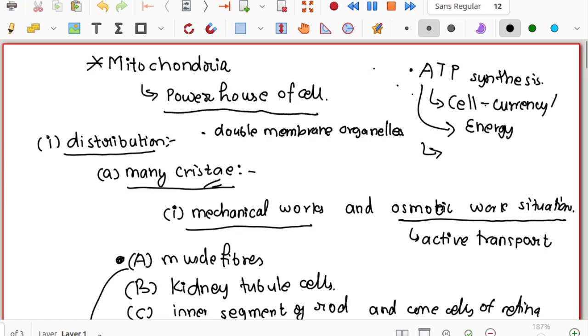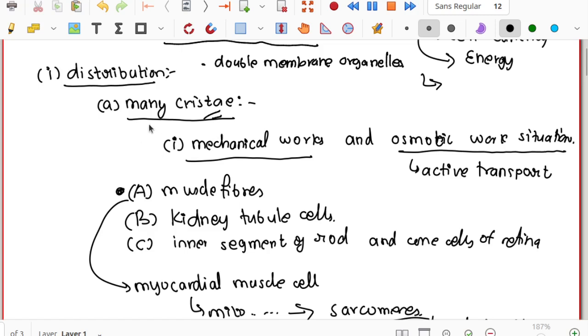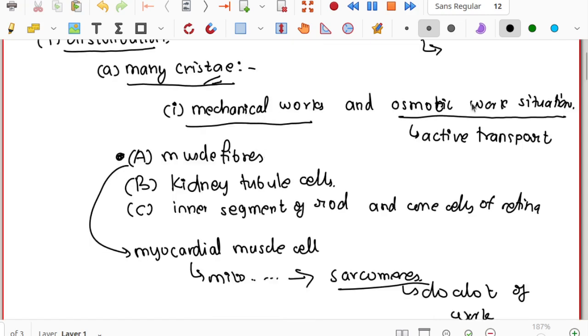If on the basis of the number of cristae, we can divide the distribution of mitochondria in the cell. So if there are many cristae present in the mitochondria, it could be associated with mechanical work or osmotic work, these types of work situations. We'll be talking about the osmotic work situation in a while. Now talking about mechanical work situations, those cells of the body that require a lot of energy to perform a lot of tasks have many cristae in them.